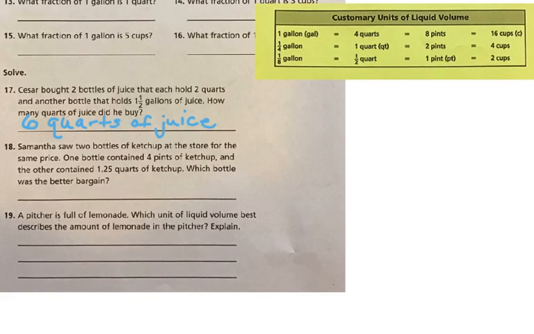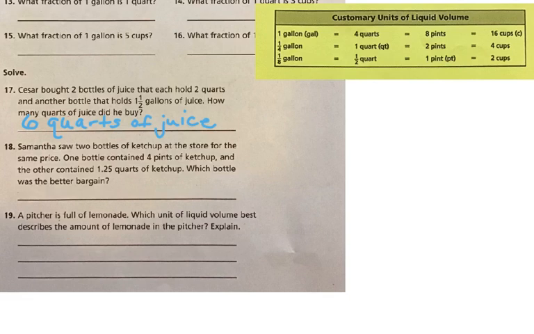Number 18 says, Samantha saw 2 bottles of ketchup at the store for the same price. One bottle contained 4 pints of ketchup, and the other contained 1.25 quarts of ketchup. Which bottle was the better bargain? So in order to compare these two to decide which one is a better bargain, we have to figure out which one's bigger. And that means we need to convert them both to the same unit of measurement. In this case, we can convert either way, but let's go to pints.